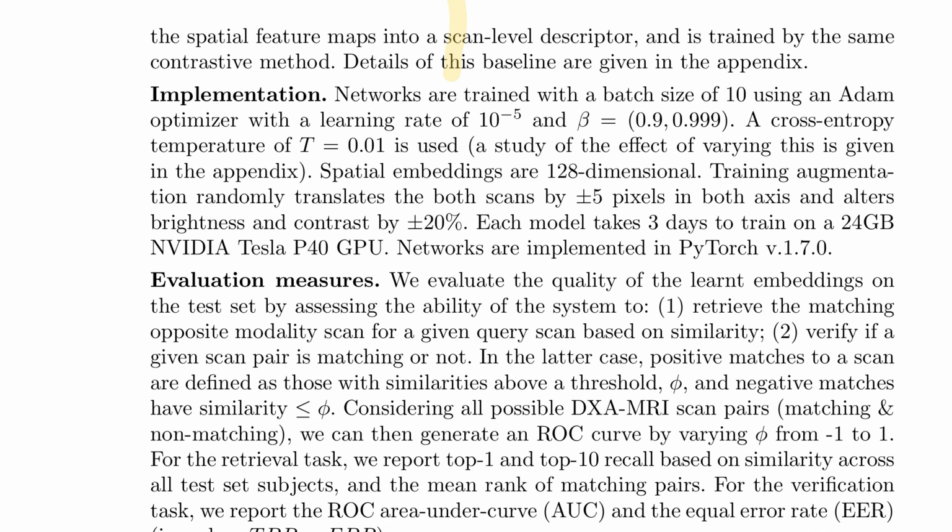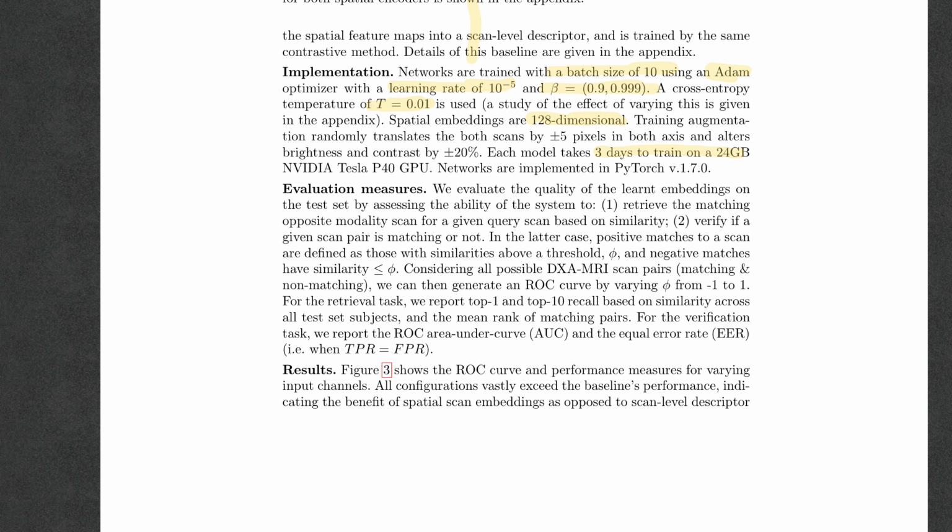The networks are trained with a batch size of 10, Adam optimizer, learning rate of 1e-5, and betas of 0.9 and 0.999. They have done a study on the temperature and chose this value as well. The spatial embeddings are 128 dimensional, and each model took 3 days to train on a 24 GB Tesla P40 GPU.